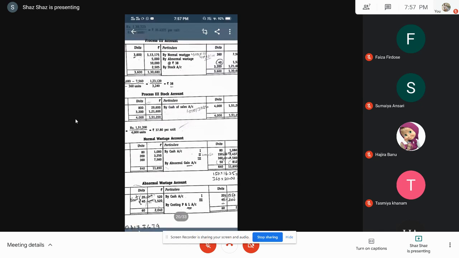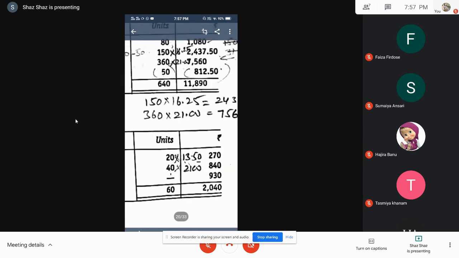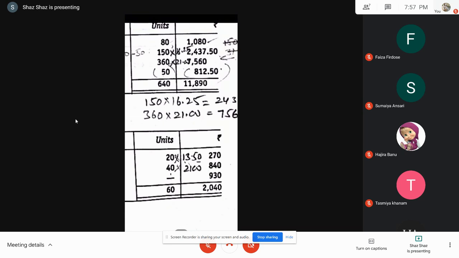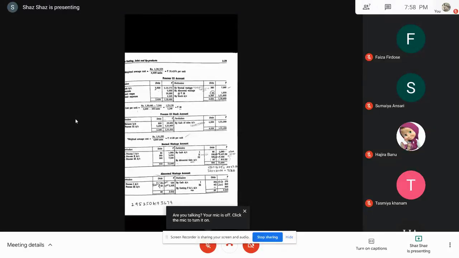Now 520 plus 1520 is 2040. Now this 2040 you minus with this 270 and 840. If you minus this, the remaining balance will be 930. So this 930 will be your costing profit and loss account. That's all. This is how you have to prepare the normal wastage account.